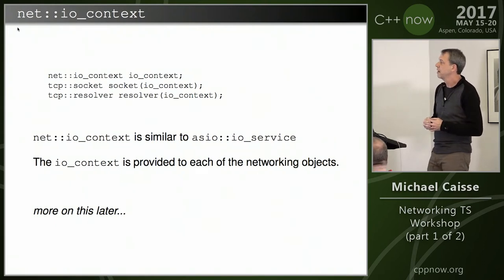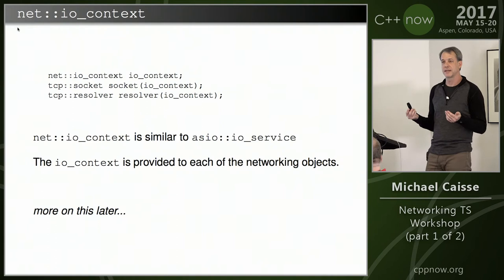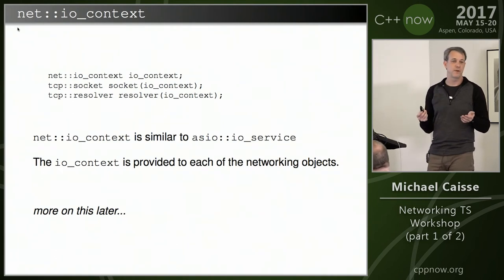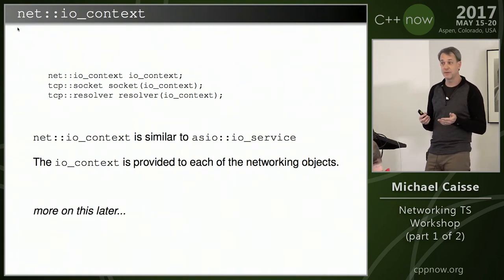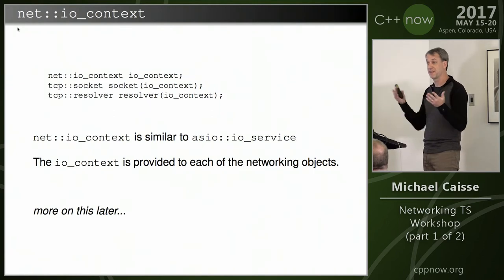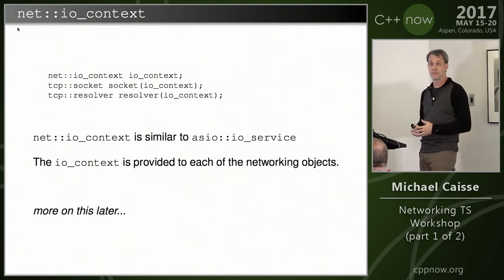First line there, we're going to create an IO context. If you have used ASIO, this is like an IO service. Think of it that way at the moment. So in your mind, you can just think of it as the IO service, and I'm going to create that.